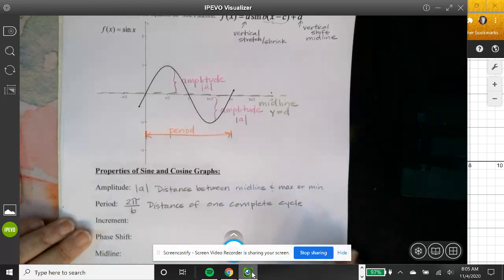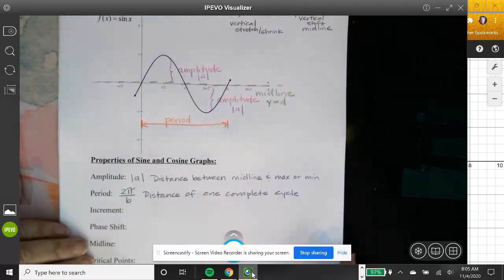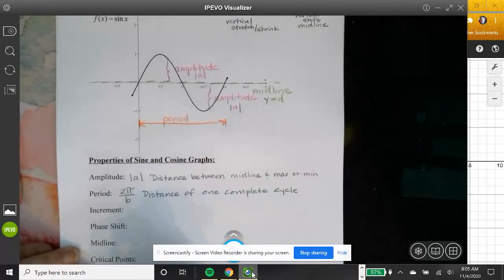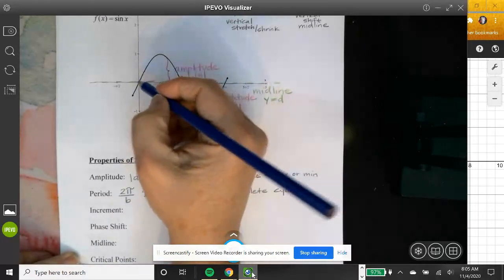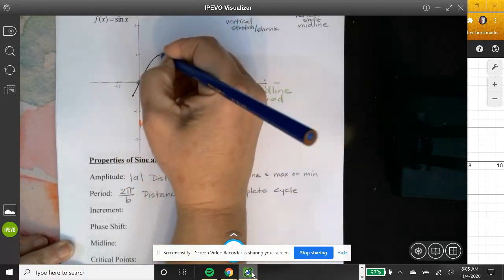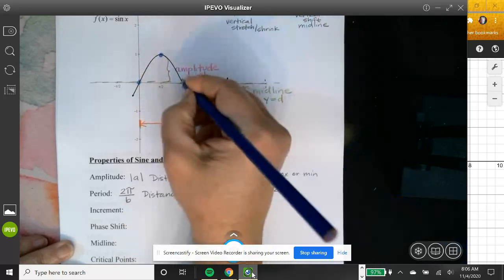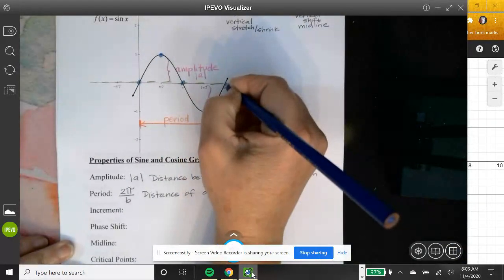Now, I'm going to define something called the increment. And the increment is going to be the distance between something I call critical points. Okay, now critical points on this curve occur when your curve is on the midline, at a maximum. This is a midline, and this is a minimum, and this is the midline.